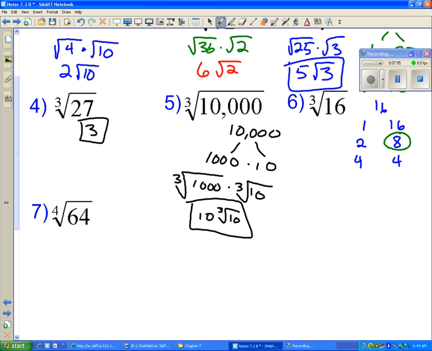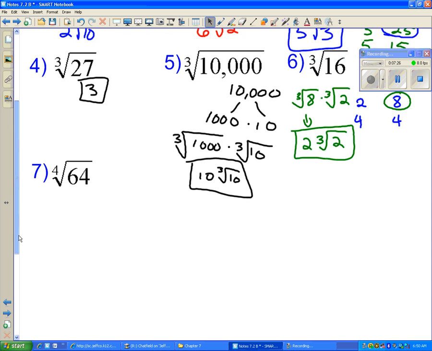So I can write this as the cube root of 8 times the cube root of 2. The cube root of 8 becomes just 2, because 2 times 2 times 2 is 8. And the cube root of 2 stays the cube root of 2. There's my simplified answer.